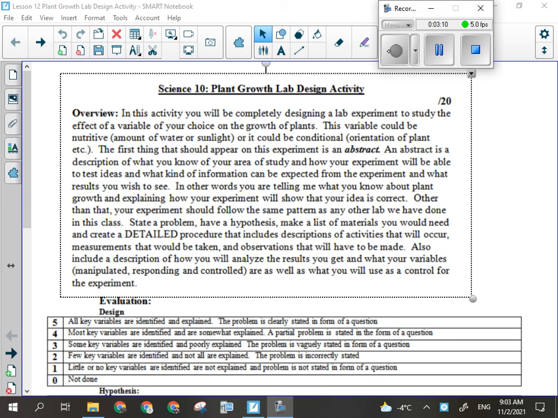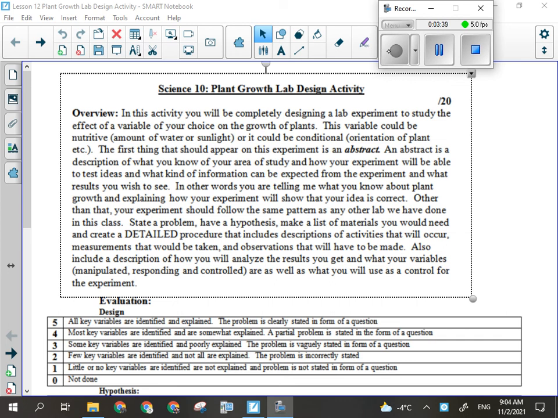After that, it follows the same format as all of our labs. Problem. Okay? So you've got to come up with a problem. What is the effect of light on plant growth? Whatever you're choosing. Okay? Or which color of light works best for plant growth? You decide. That's your problem. Literally. Both ways. It's what you're going to write, and it's your problem. You have to do it. Okay. Then you've got your design, same as always.